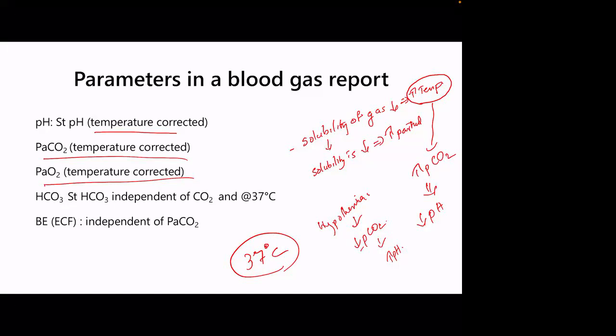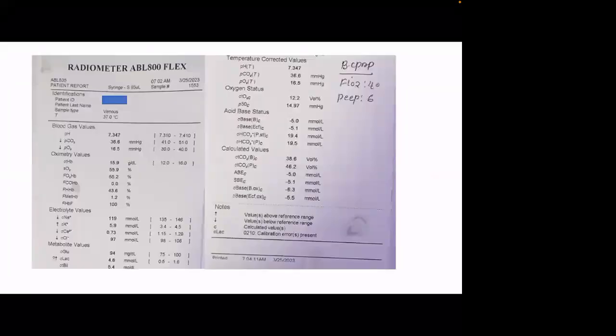So even if the machine measures the levels at 37 degrees Celsius, it will correct the values for the patient's temperature. So there is an option to input the patient temperature in the blood gas analyzer. So this is a sample blood gas report. Here the patient's name, ID will be written, and the sample type. This was a venous sample, so it is venous, and the temperature of the patient, it is 37 degrees Celsius.